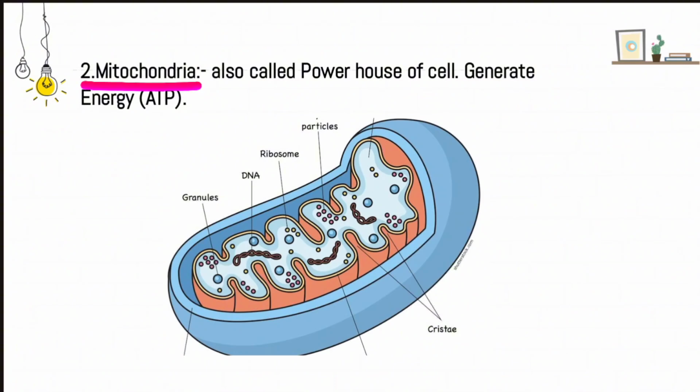The next one is mitochondria. Mitochondria is also called the powerhouse of the cell, because mitochondria helps to generate energy, which is ATP. This is the structure of mitochondria.